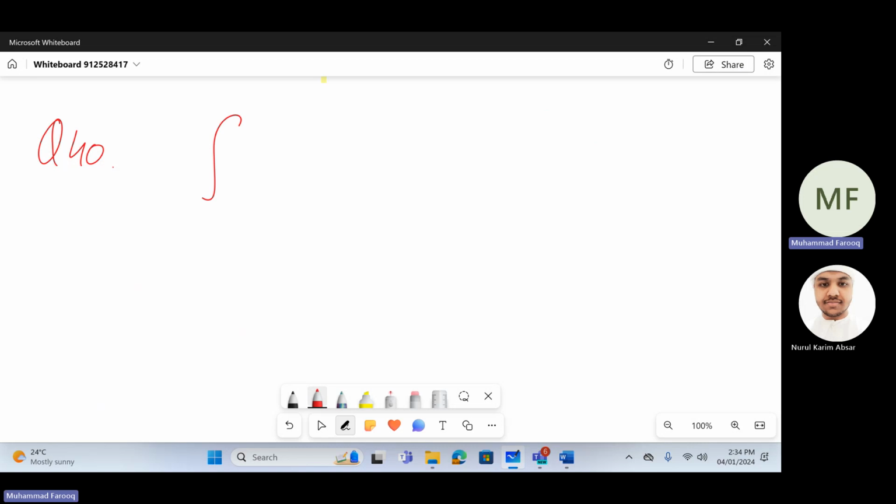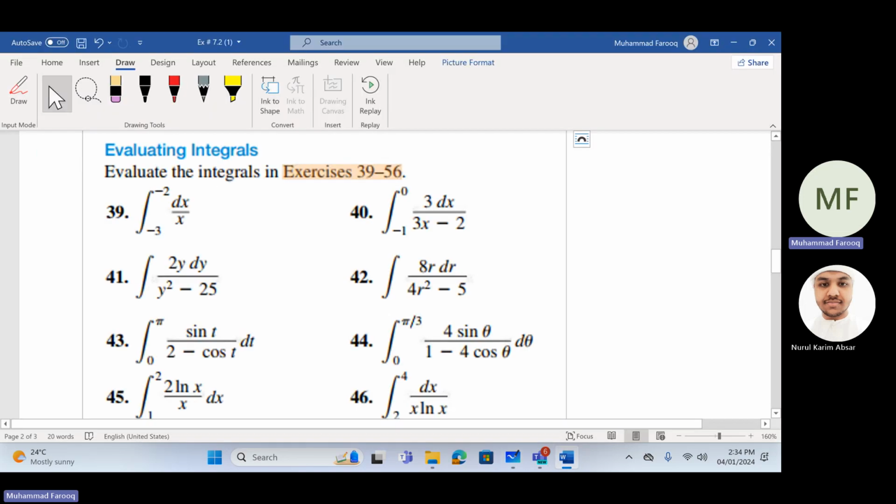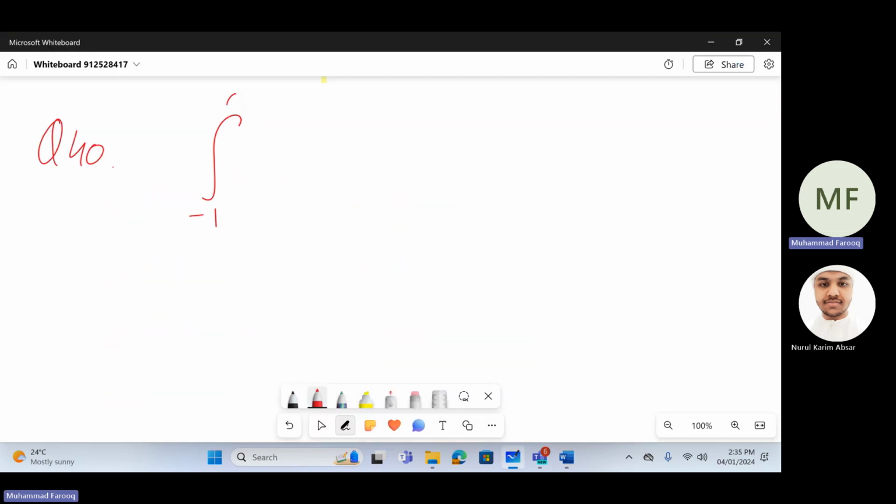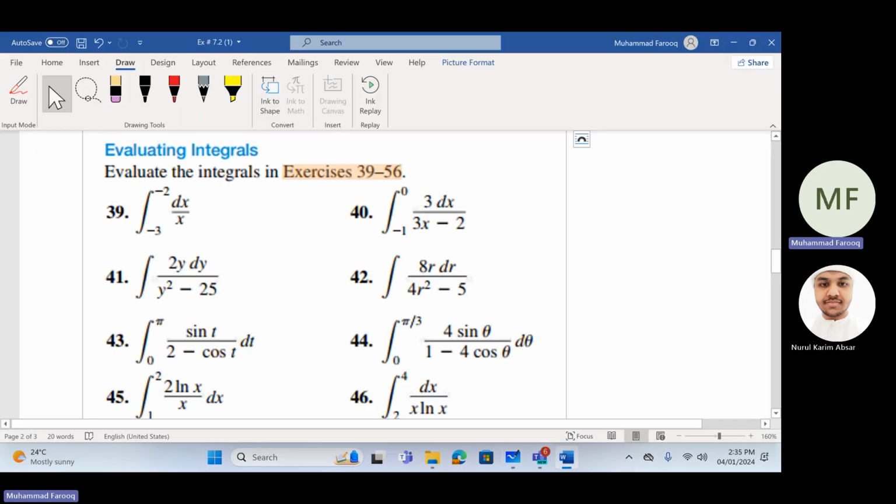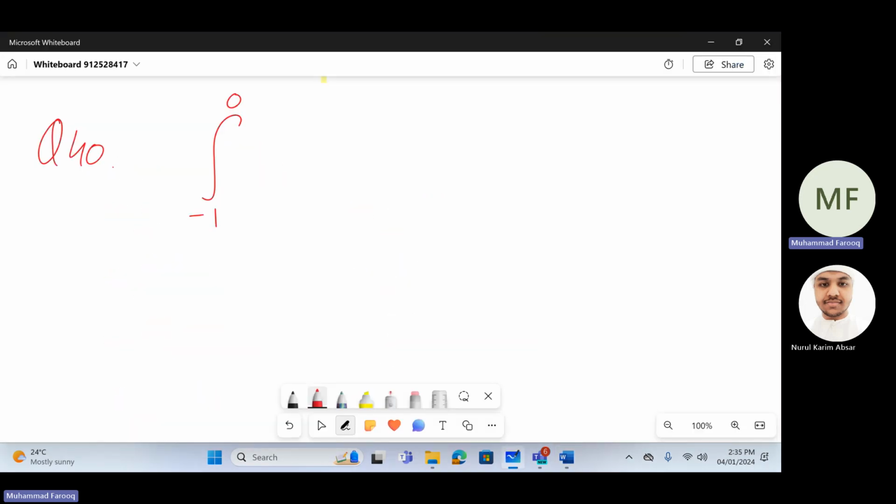So integrate from -1 to 0, 3dx over 3x minus 2. Okay, so now we have integrated, and I told you already, we use substitution, please.